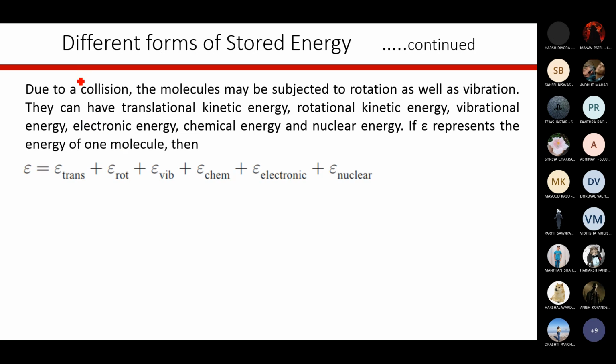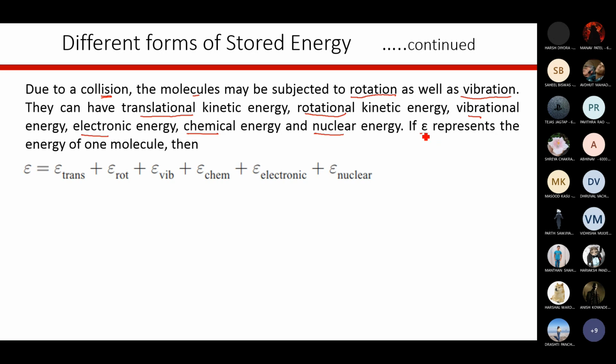So what is happening at the molecular level is there are collisions. Due to collisions, the molecules will be subjected to phenomena like rotation or vibration. The molecules will rotate about themselves. So they have the translational kind of kinetic energy, then the rotational type of kinetic energy. They can have the vibrational energy because they are vibrating from the point where they are. Then they can have the electronic energy, the chemical energy, and the nuclear energy.